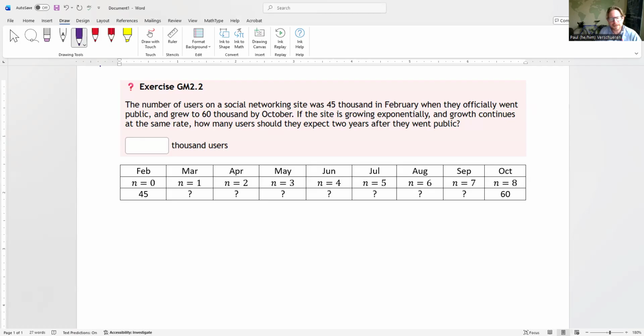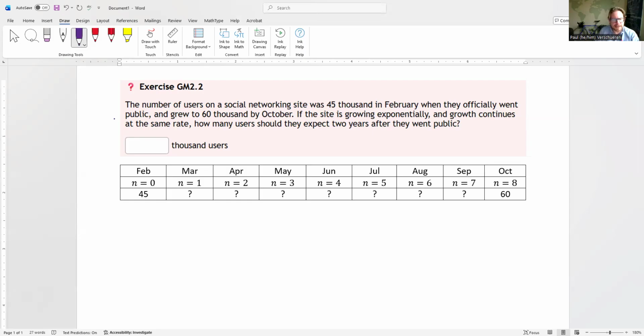So the first thing to note is that by the time we get to October, we've gone through 8 cycles of growth. So if we write an equation in terms of per month growth, which is a good idea because that's what we have here, then we can say, all right, 2 years is 24 months. So we can solve for n equals 24.